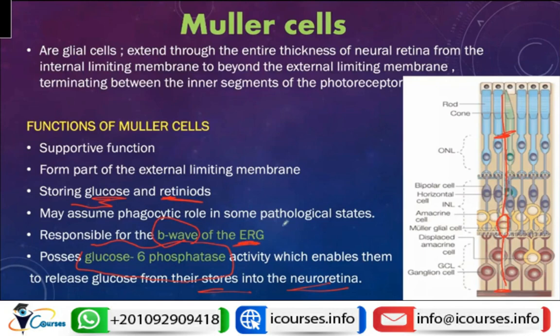So the B wave of the ERG will be generated by two cells. One of them is Muller, and the other will be the bipolar cells.